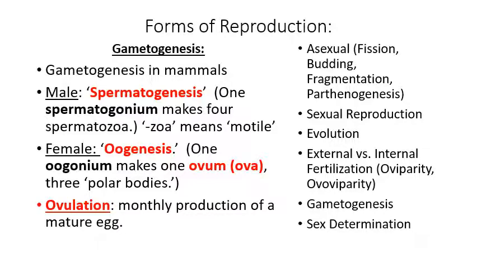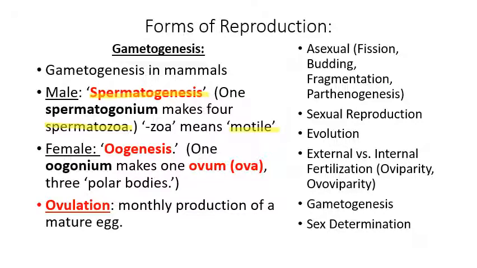So in male mammals, the gametes are called spermatozoa. In male gametogenesis, the gametes are referred to specifically as spermatozoa. And the creation of spermatozoa is called spermatogenesis. The word zoa means motile, by the way, and the word motile is a fancy word for mobile.